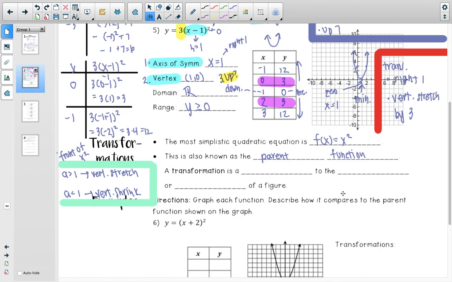Okay, so the most simplistic quadratic function is f of x equals x squared or y equals x squared. Remember, those two are the same thing. F of x and y are the same thing.